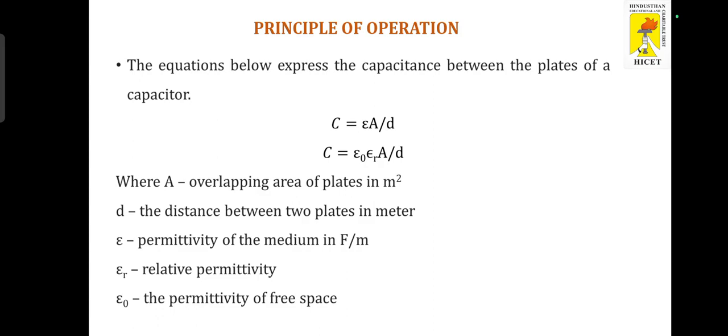The equation shows the relation between the capacitance, area and the distance of the two charged plates. Here the area is directly proportional to the capacitance and the distance is inversely proportional to the capacitance. Epsilon is the permittivity of the medium. We can replace epsilon by epsilon naught and epsilon r, where epsilon naught is the permittivity of free space and epsilon r is the relative permittivity.